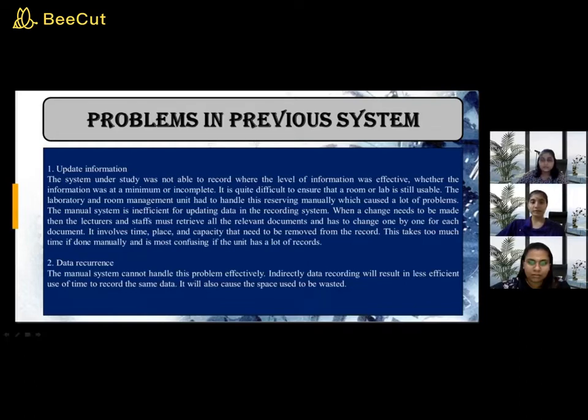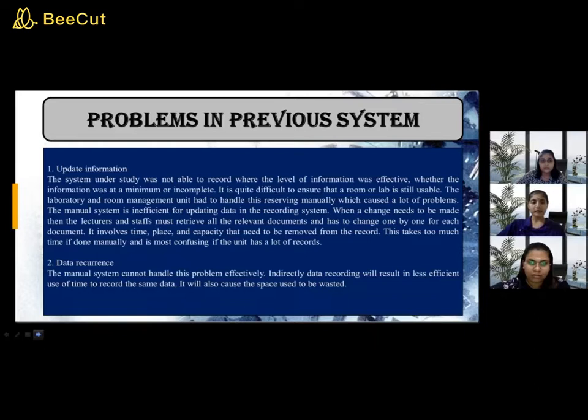The manual system is inefficient for updating data in the recording system. When a change needs to be made, the lecturers and staff must retrieve all the relevant documents and change them one by one for each document. It involves time, place, and capacity that need to be removed from the record. This takes too much time if done manually and is most confusing if the unit has a lot of records.